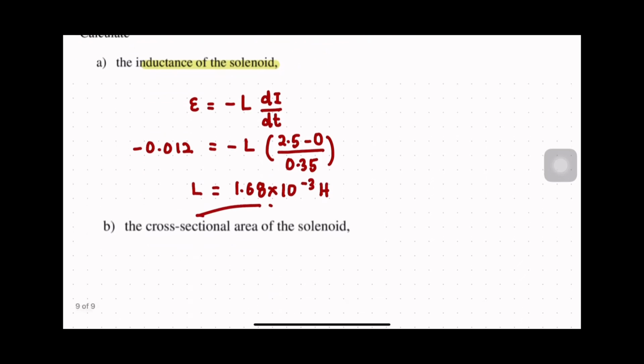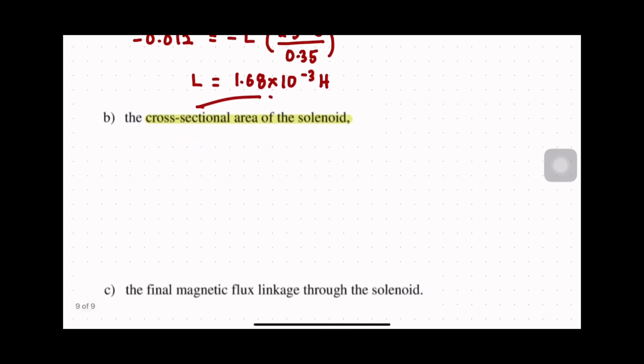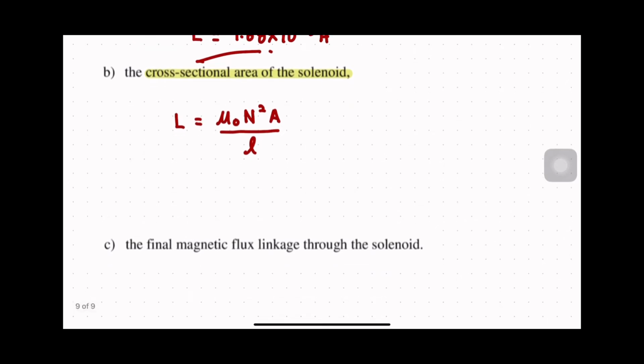Okay, good. So next adalah cross sectional area of the solenoid. Jadi nak cari area, tak ada cara lain melainkan daripada formula basic dia itulah, L is equal to mu naught N power of 2 A over L. Sebab dia adalah solenoid, jadi kita guna over L lah. Kalau coil over 2R. Okay, so L is 1.68 times 10 to the power of negative 3. Mu naught is 4 pi times 10 to the power of negative 7.